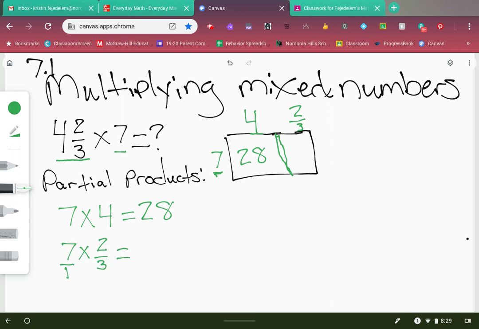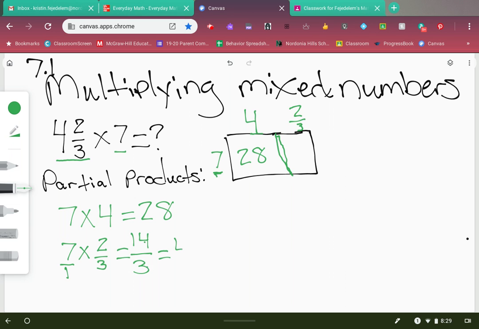So 7 times 2 and 1 times 3 gives us 14/3. So we could leave it as an improper fraction, but let's get some practice in. Let's make this into a mixed number. How many times can 3 go into 14? So if you're not sure, you could count by 3s until you get close to 14 without going over.